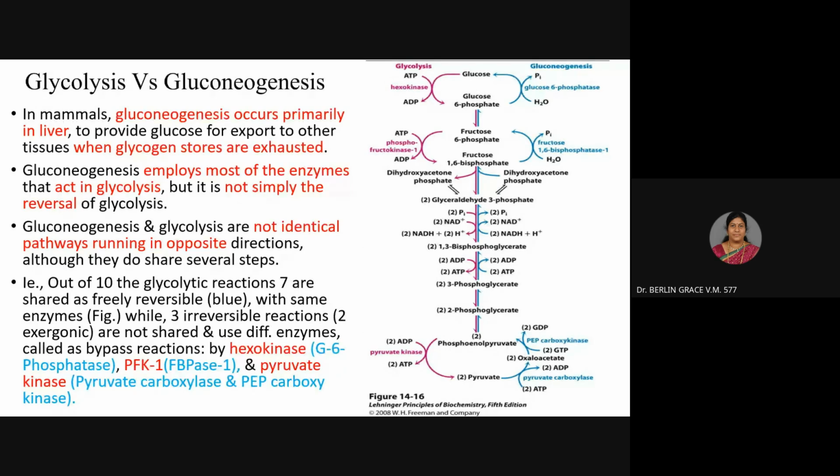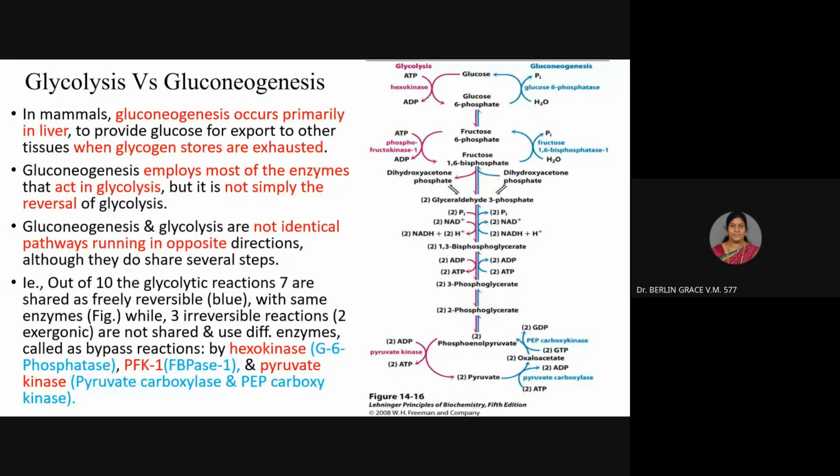Now, the last irreversible reaction, phosphoenolpyruvate to pyruvate, is carried out by pyruvate kinase in glycolysis, whereas in gluconeogenesis, it is carried out by 2 enzymes. The first one converts pyruvate to oxaloacetate. That is done by pyruvate carboxylase. And oxaloacetate is converted back to phosphoenolpyruvate, PEP, by PEP carboxykinase. So in glycolysis, pyruvate kinase adds the phosphate, whereas here also the carboxykinase adds the phosphate. So it is not removal of phosphate.